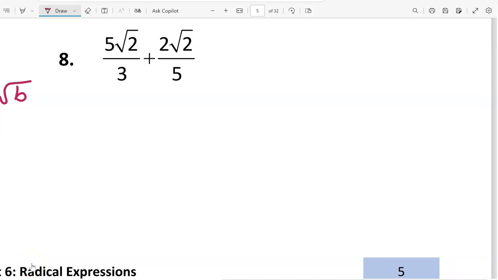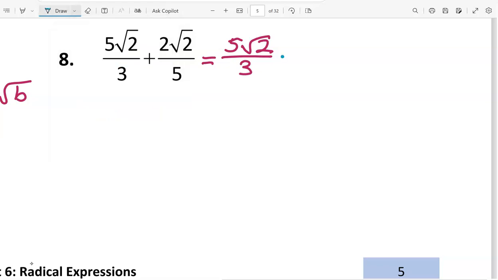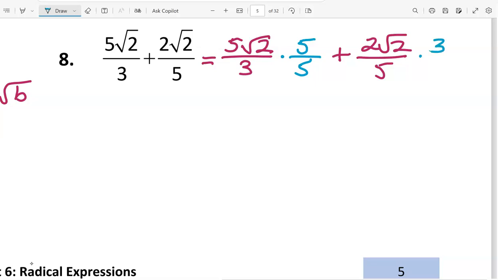In 8, we have some like radicals but unlike denominators. So I'm going to start by multiplying 5 times the square root of 2 over 3 by 5 over 5, which will give us a common denominator. And then I'll multiply 2 times the square root of 2 over 5 by 3 over 3, which will give us that same common denominator of 15.